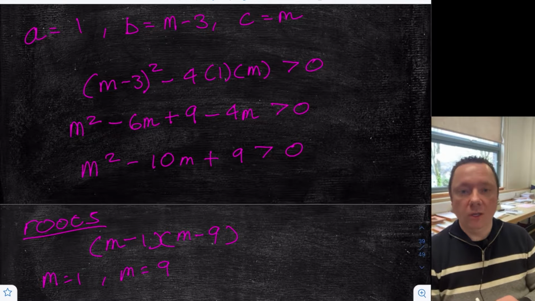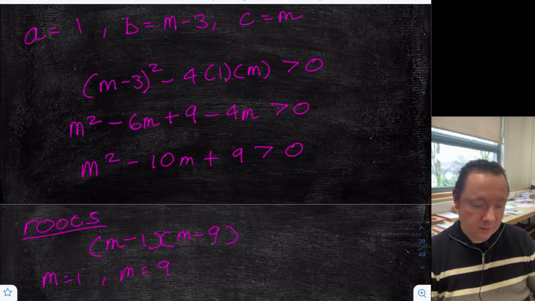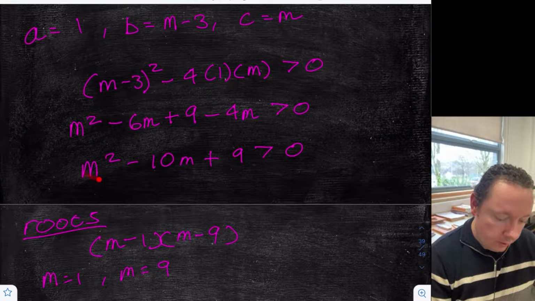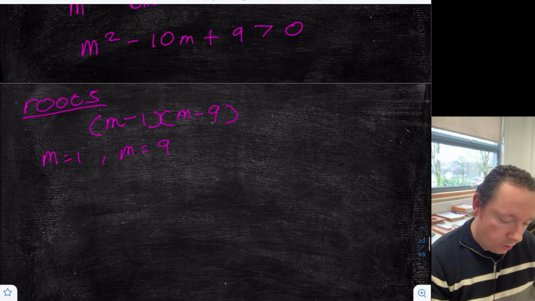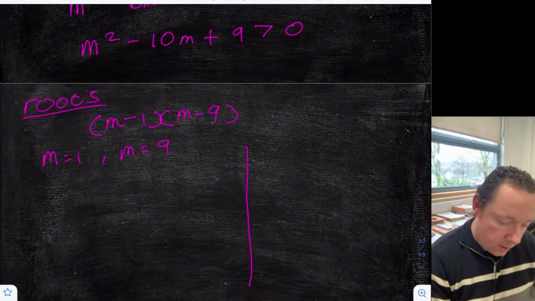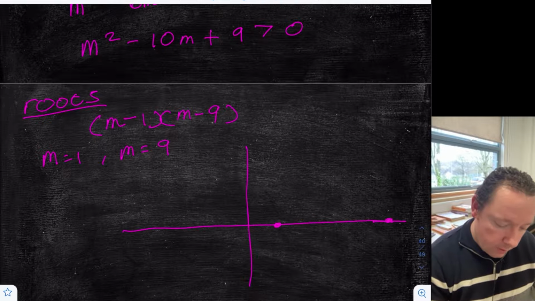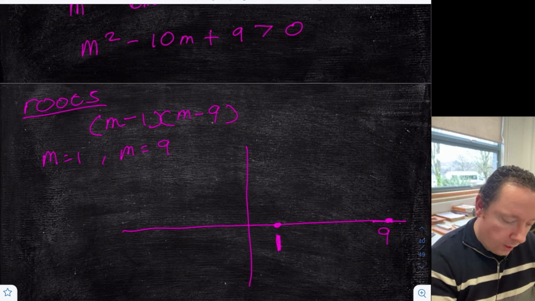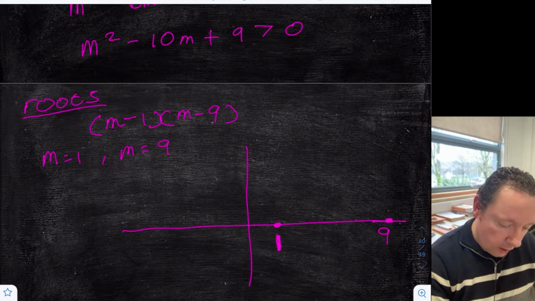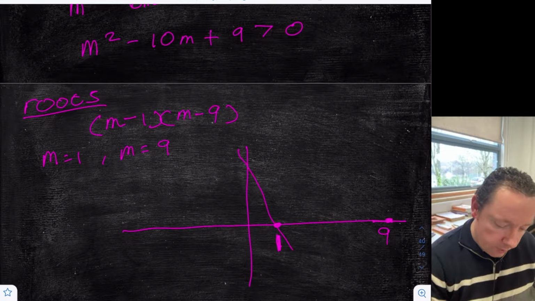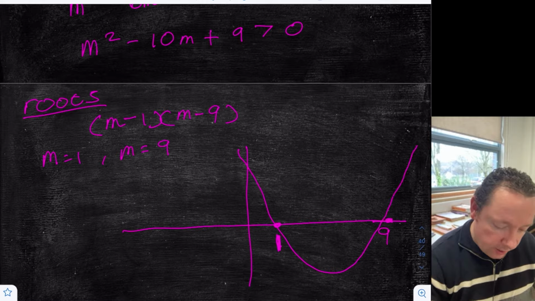And now we need to draw a graph to examine when the inequality is greater than 0. So that's why we look at the roots. So we'll draw a quick graph. We put our roots on at 1 and 9. We know that the shape goes down the way because it's a positive m squared, so we can just draw a quick sketch of a graph. It doesn't have to be anything too fancy.